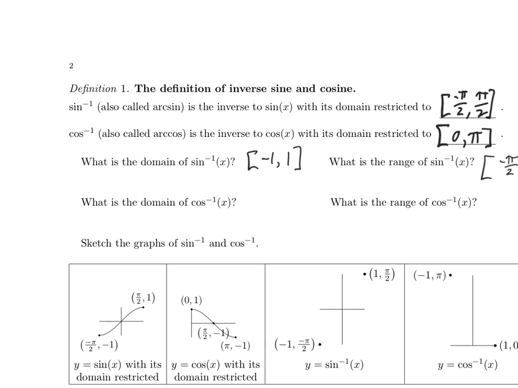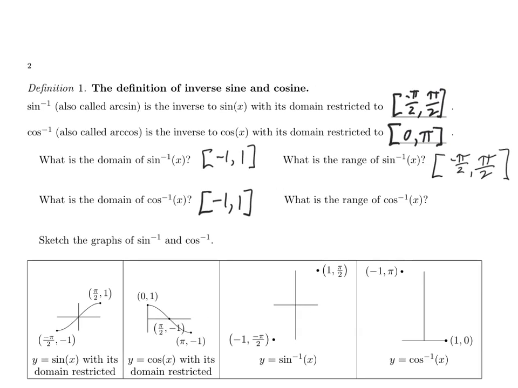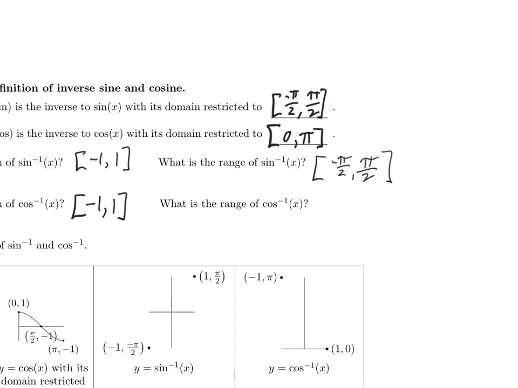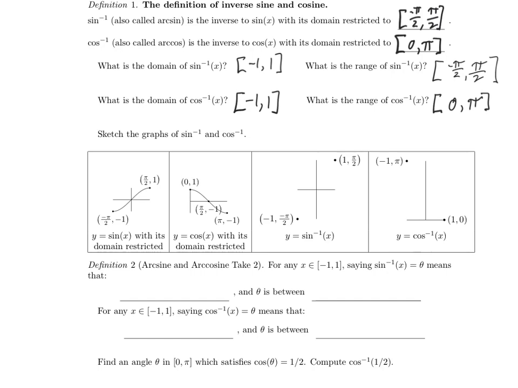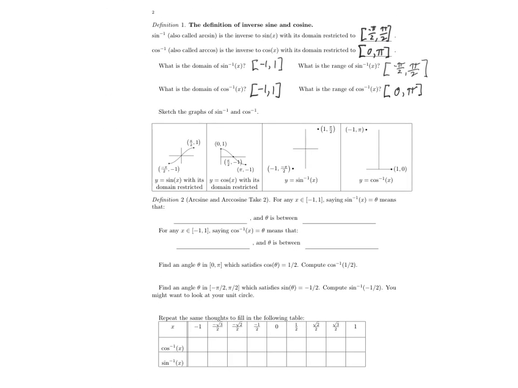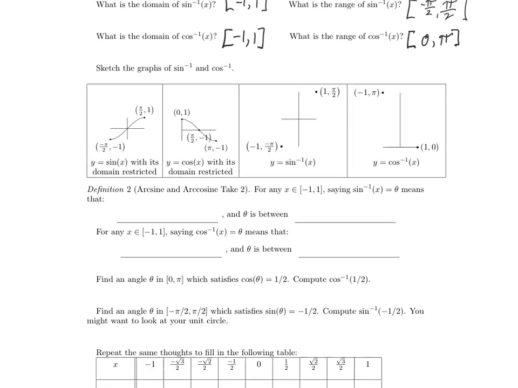Similarly, what is the domain of inverse cosine? Well, it's the same as the range of cosine, -1 to 1. What is the range of inverse cosine? Well, it's the same as the domain of cosine after we restrict the domain. Nice. And we'll do a few more things. I'll try to cut this video off reasonably soon, by the bottom of this page.